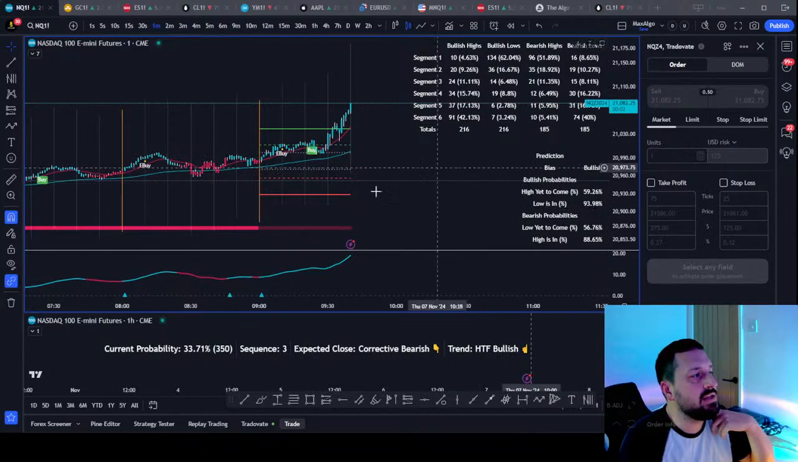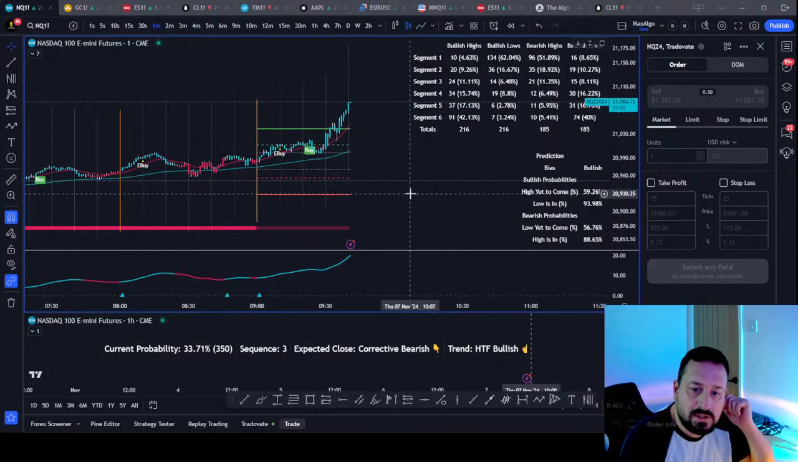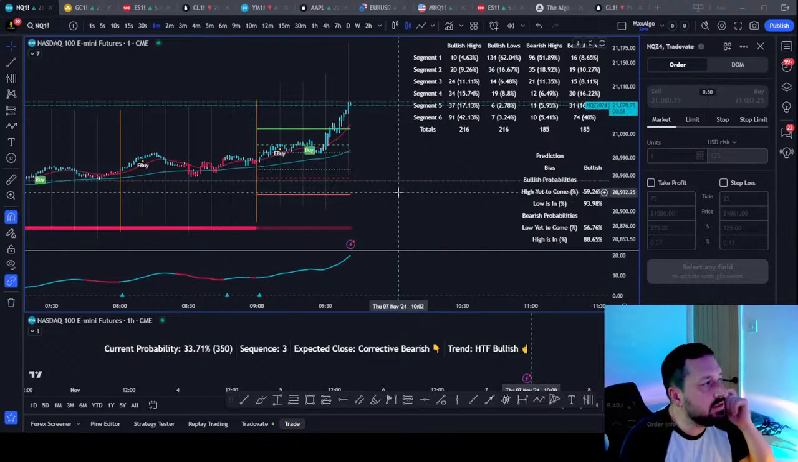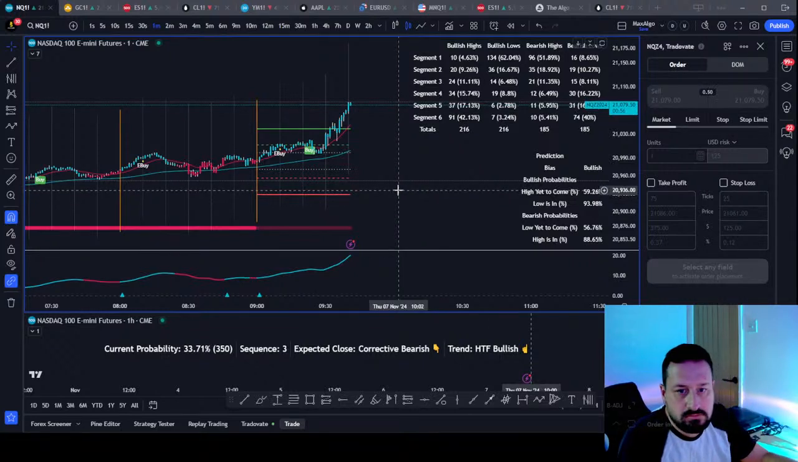Right, we've got 20 minutes until the new hour. If we can carry on going like this, we have a good chance of getting into a sequence 1.